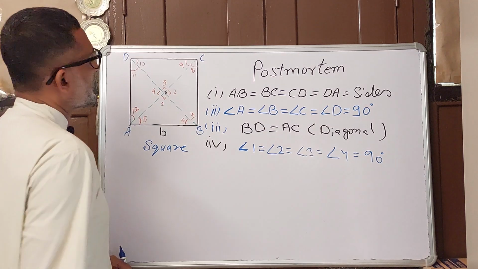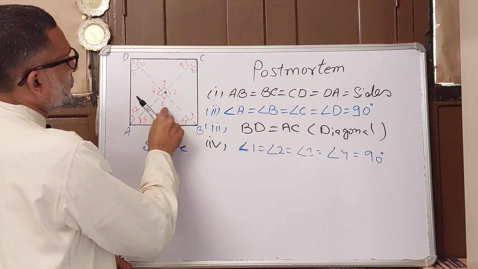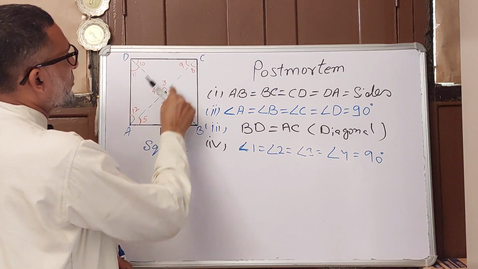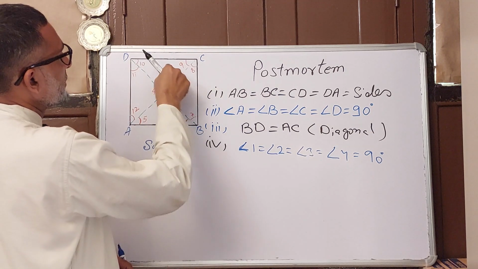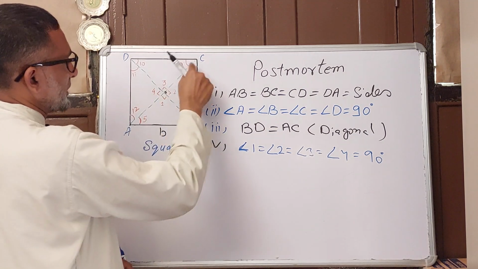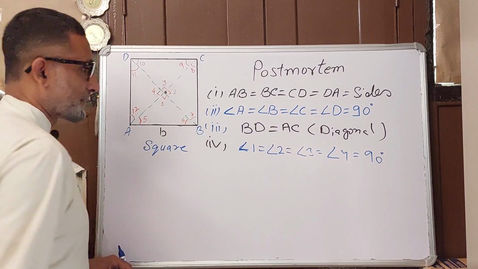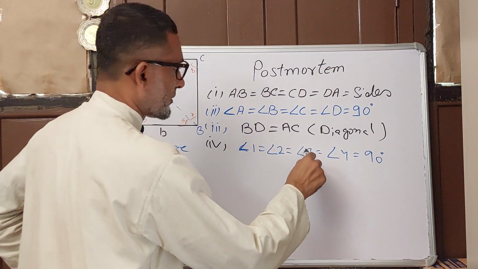If it becomes 90 degree, then what will happen? This small triangle OAB, OBC, all four triangles are also right angle triangles. Like this big triangle ABC is also a right angle triangle. This is small, but all are right angle triangles.